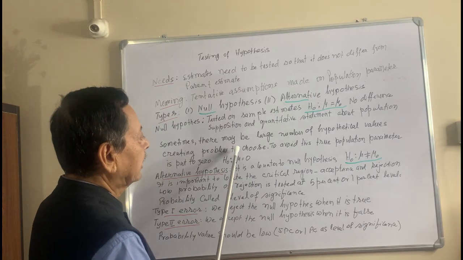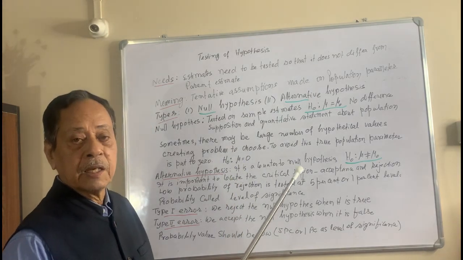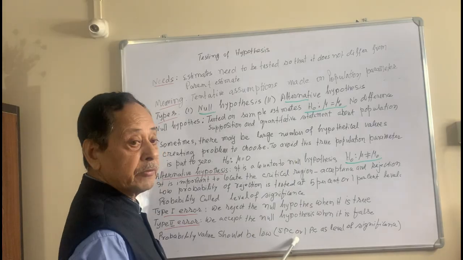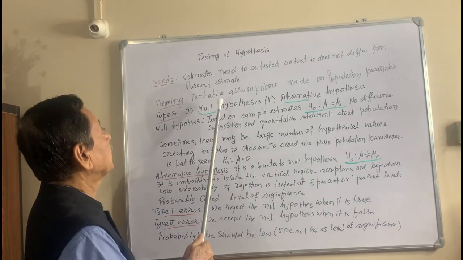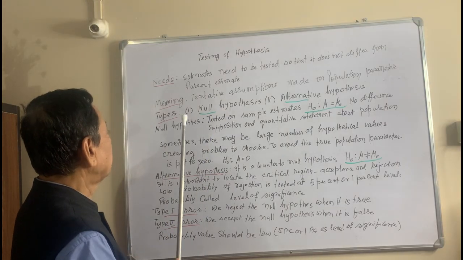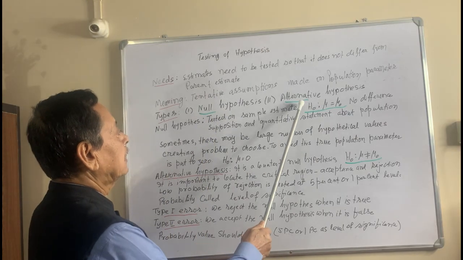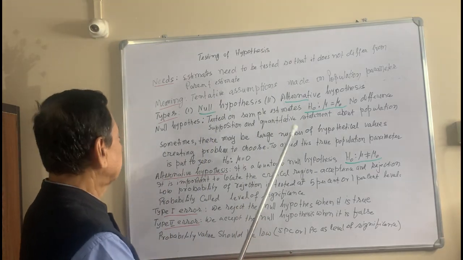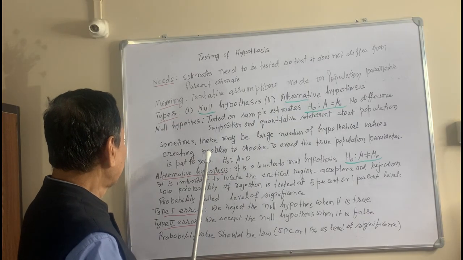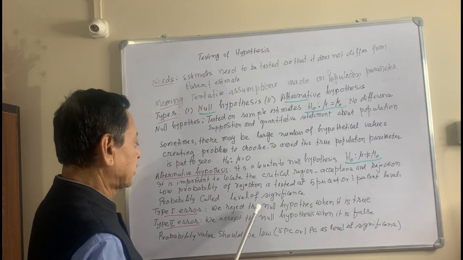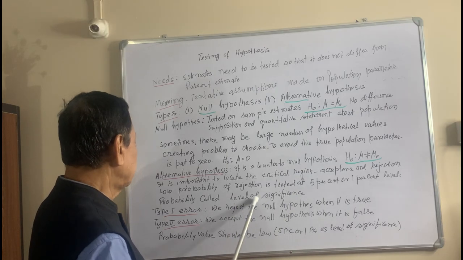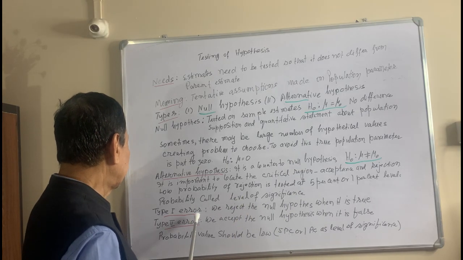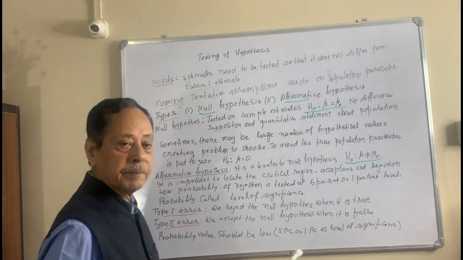You will get it in detail in the PDF. In short, this is testing of hypothesis. We have to remember the null hypothesis and alternative hypothesis, how to make them, the level of significance, what the level of significance is, and type 1 error and type 2 error.